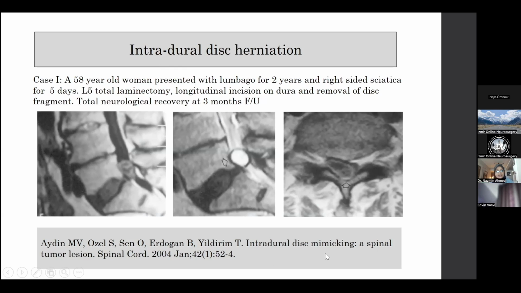So here is the example of a 58-year-old woman who presented with lumbago for 2 years and right-sided sciatica for 5 days. The authors went for L5 total laminectomy, a longitudinal incision on the dura, and removal of the disc material within the dural sac. And the patient achieved complete neurological recovery at 3 months follow-up.